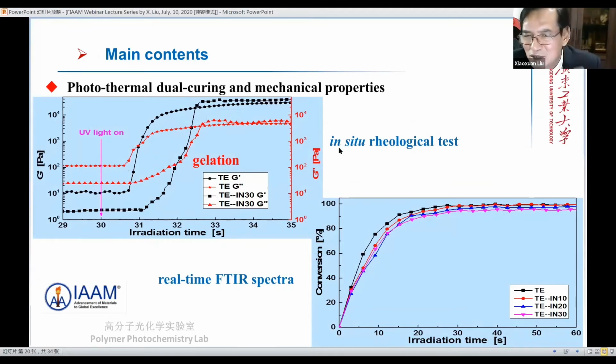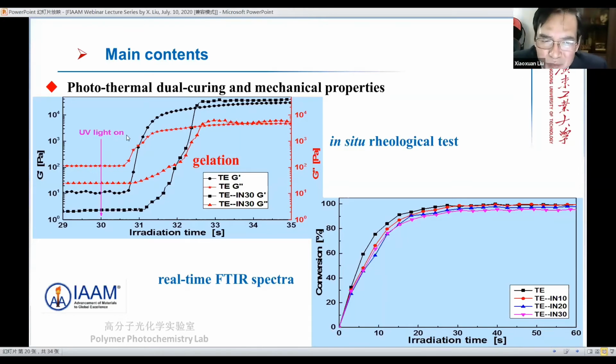This is the in situ test. This is the real-time FTIR. Real-time FTIR means we study the UV curing kinetics. We can catch the conversion of the double bonds. It has increased to 90% in only 20 seconds. So it is very fast.